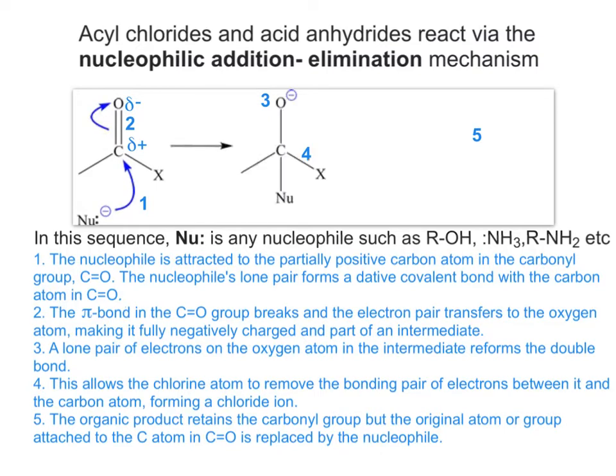Meanwhile, what that does is it allows the C single bond X to break. We'll assume it's a chlorine in this case, for example. Basically it removes the bonding pair of electrons between it and the carbon atom, forming a chloride ion. So we're assuming that X, X minus, is a chloride ion.